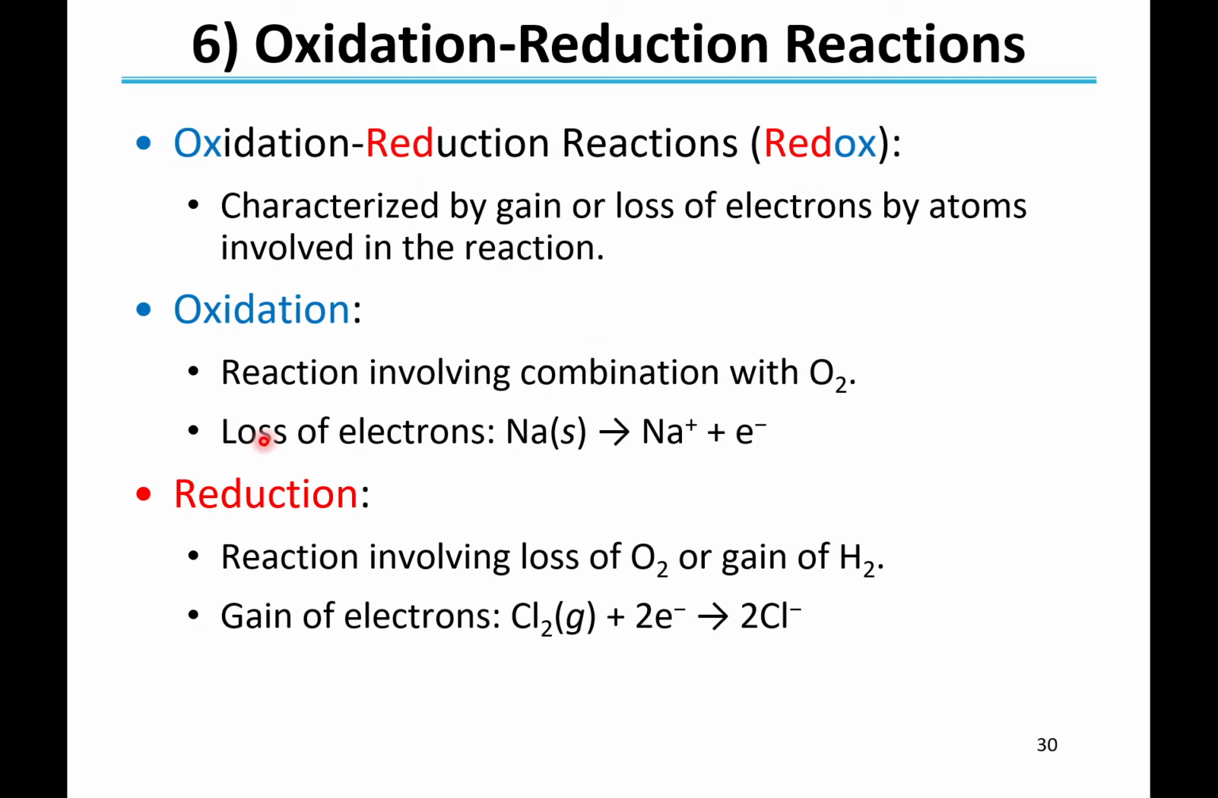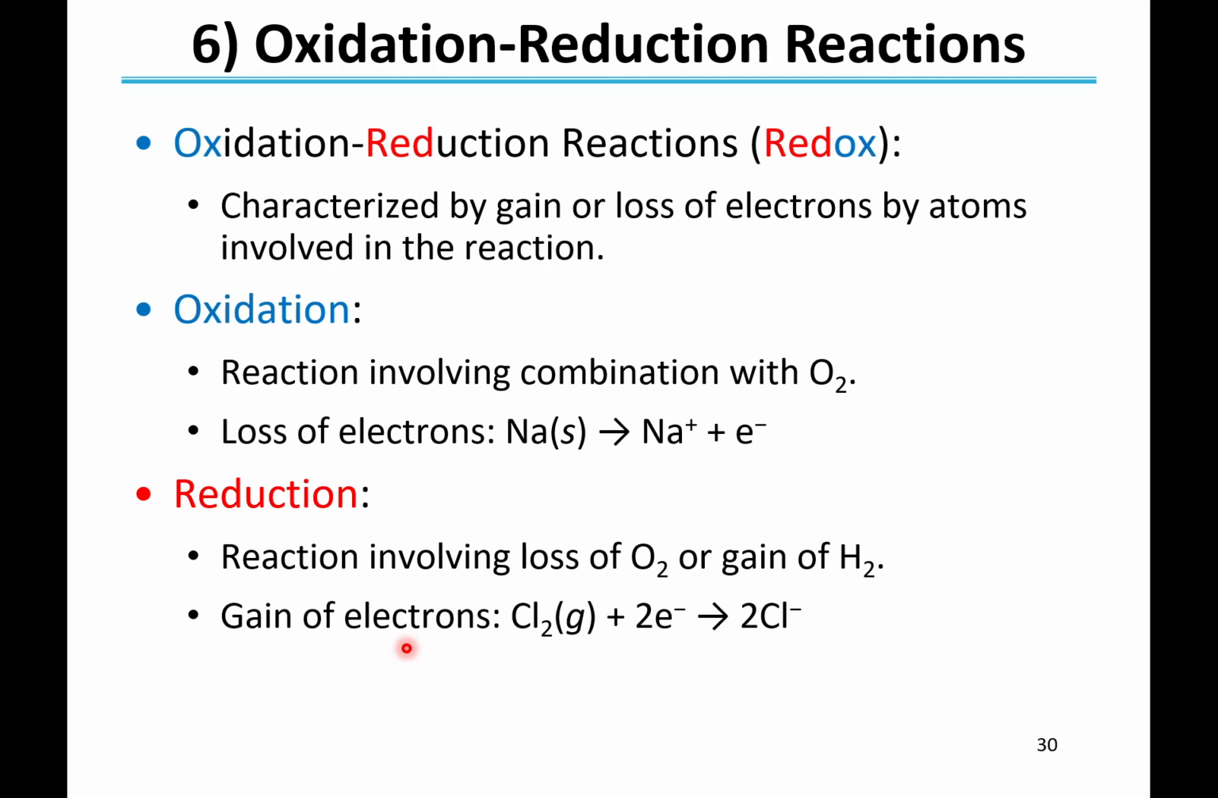That's how I normally remember it: reduction is gaining. So it's a counterintuitive thing there. Reduction is gaining electrons. Oxidation is just the opposite, the losing of electrons. The other way you can think of it is oxidation is something combining with oxygen, and reduction is something that's either losing oxygen or gaining hydrogen. But those definitions are, I think, harder to remember. Remembering the loss of electrons and gaining of electrons is a bit easier.